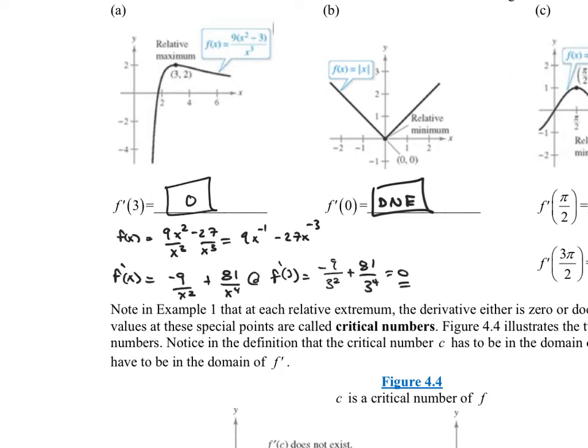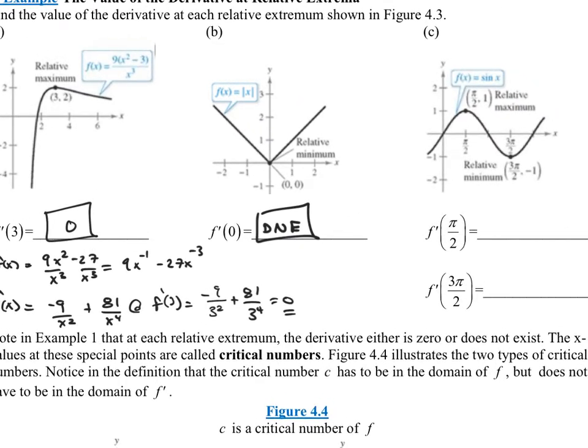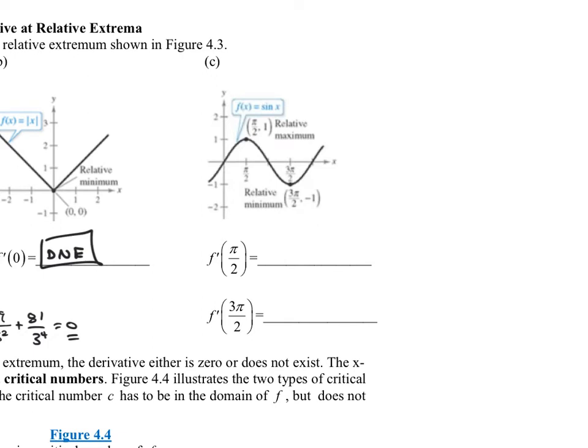So what is f prime of 3? It's 0. What is the derivative at a maximum? It is 0. What is the derivative at the minimum in part B? It does not exist. What about part C, where we have the function sine of x?